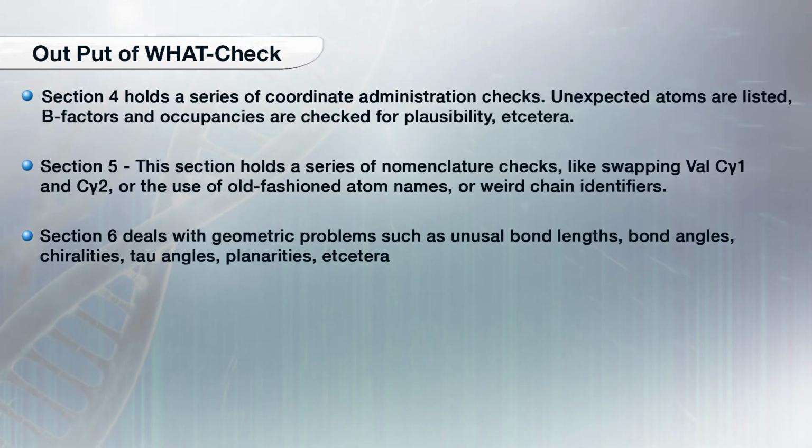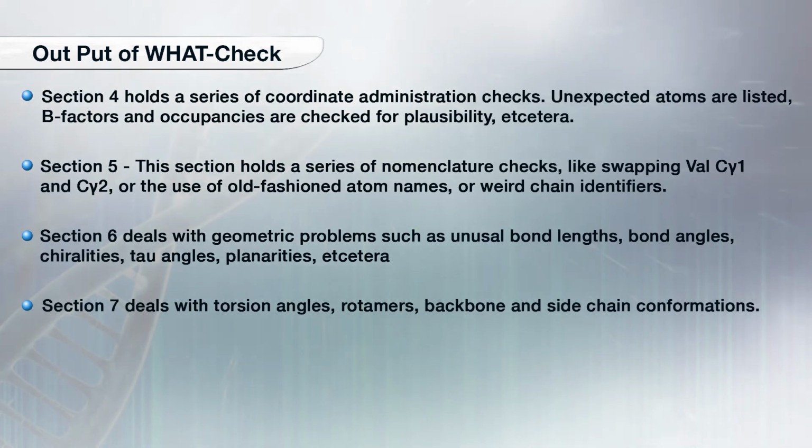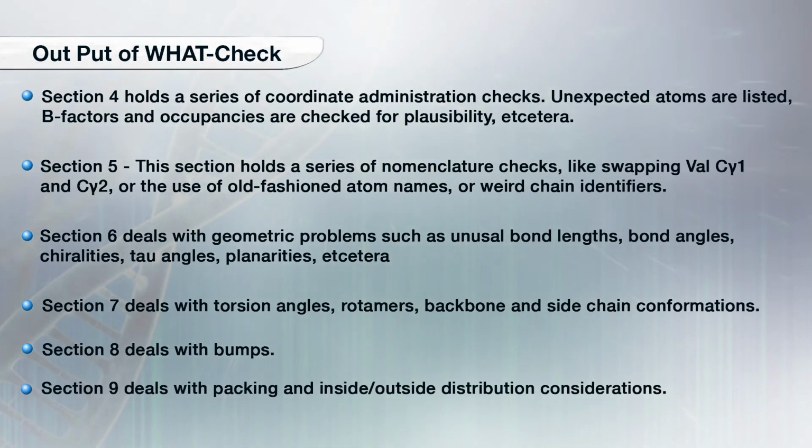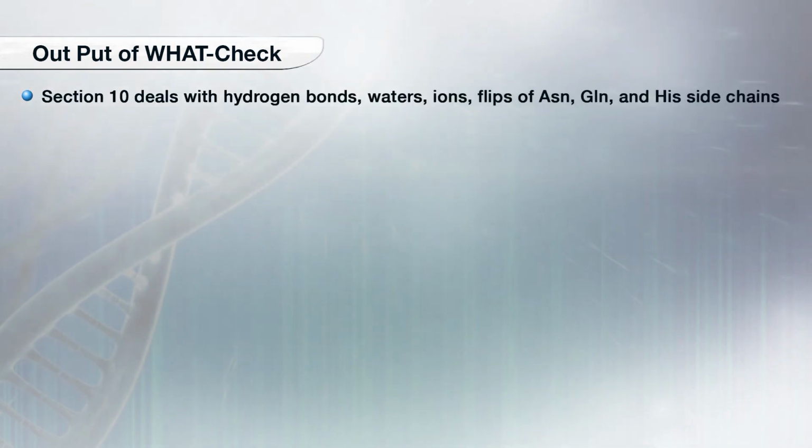Section 6 deals with geometric problems such as unusual bond lengths, bond angles, chiralities, tau angles, planarities, etc. Section 7 deals with very important torsion angles, rotamers, backbone and side chain conformation. Section 8 deals with all the bumps present in the protein structure. Section 9 deals with packing and inside outside distribution considerations. Section 10 deals with hydrogen bonds, waters, ions, and flips of amino acids as a mutational portion.